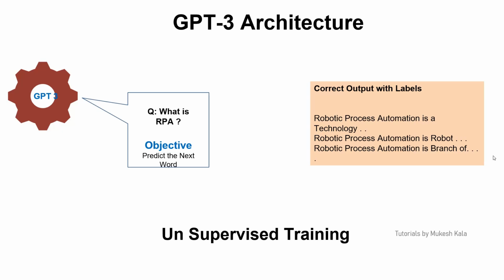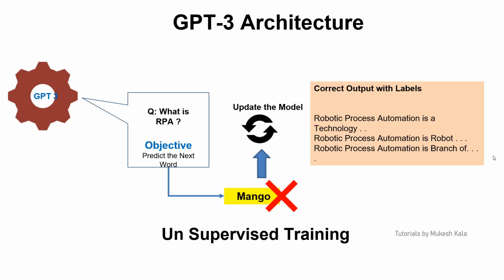Now, what happens if the model predicts something like mango, right? Robotic process automation is a mango? It's absolutely not, right? So that means whatever the model has predicted is nowhere close to what we are expecting. So that is the place we are going to penalize the model, and the next thing would be to update the model and get the feedback back into the model so that next time when we generate, it gives us the correct output. So this is a high level example of how this works.